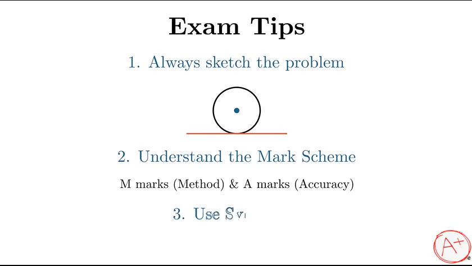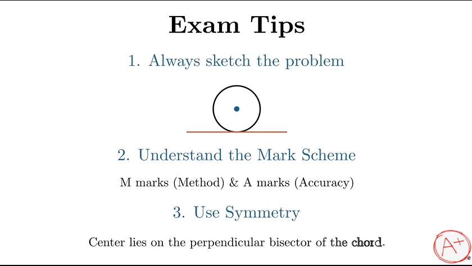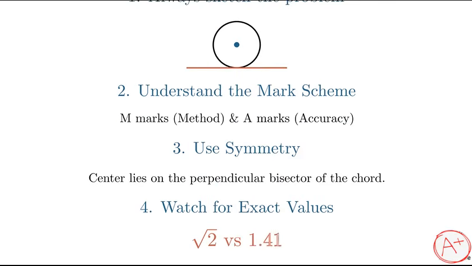Third, use symmetry. If a circle passes through 2 points, the center must lie on the perpendicular bisector of the chord joining those points. This is a very common shortcut in 9709 exams that can save you from solving complex simultaneous equations. Finally, watch for exact values. If the radius involves a square root, keep it in surd form until the final step. Rounding too early, for example, using 1.41 instead of the square root of 2, will lead to inaccurate final answers and lost marks.